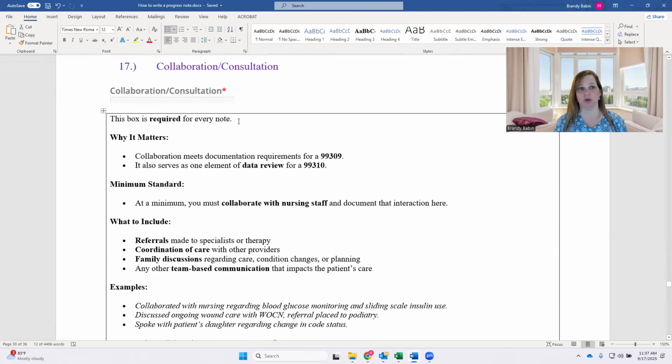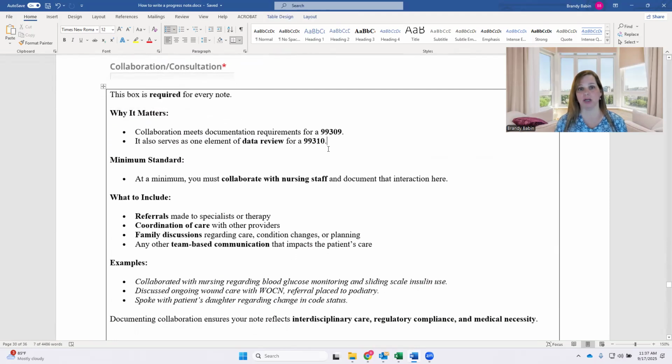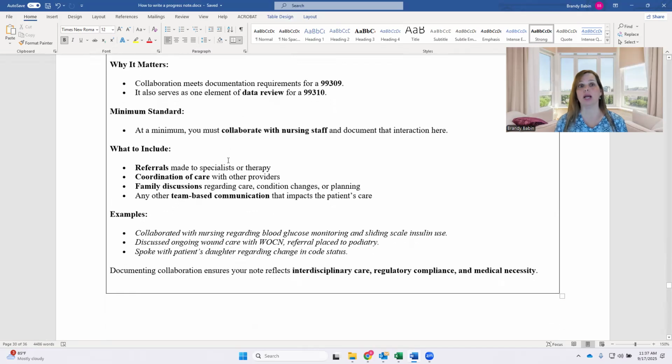Consultation collaboration is required for every note. You can see the red asterisk here. Why does it matter? Well, because CMS says if you're billing a 309 or a 310, you need to have collaboration. Why would we ever go into the building and see a patient and not communicate with someone?